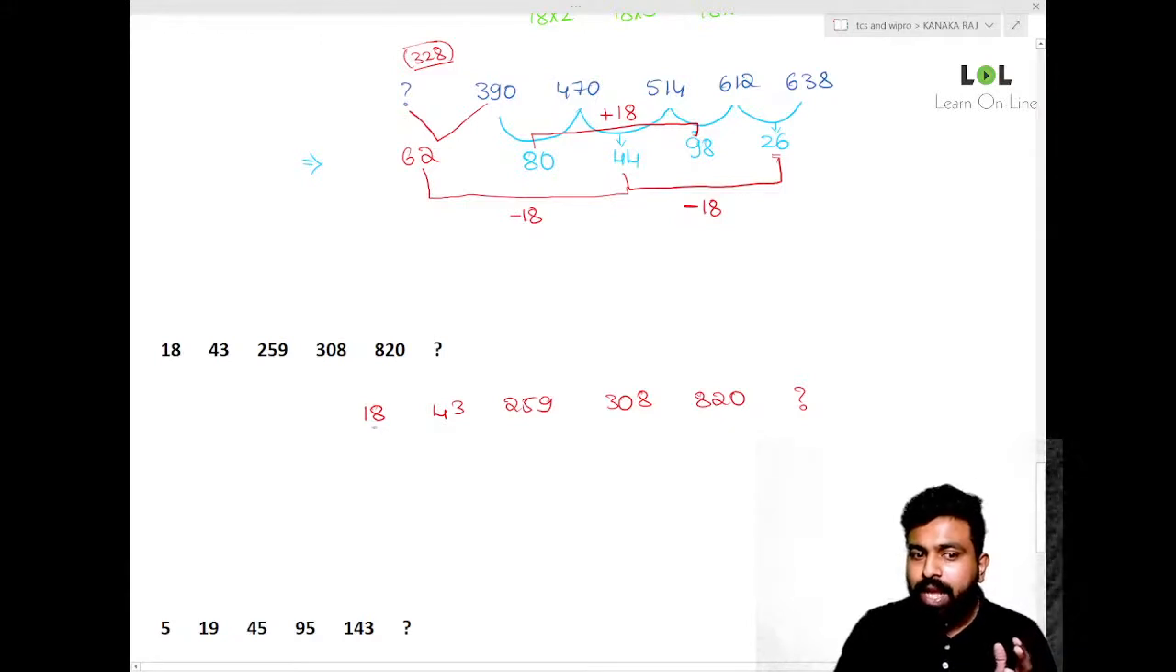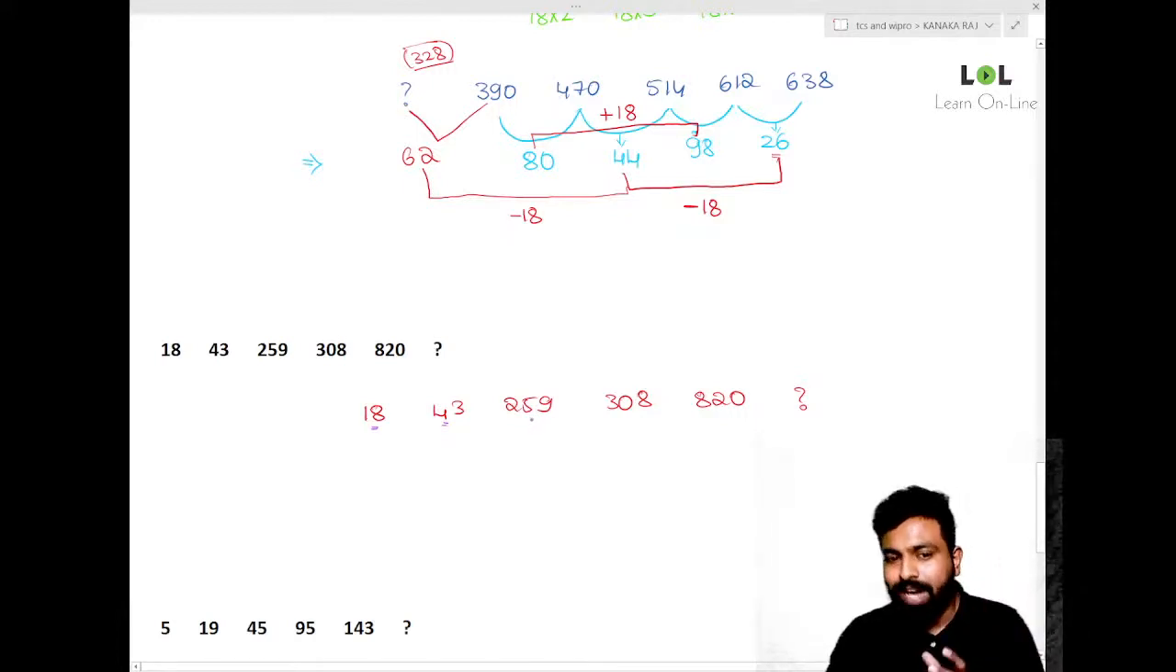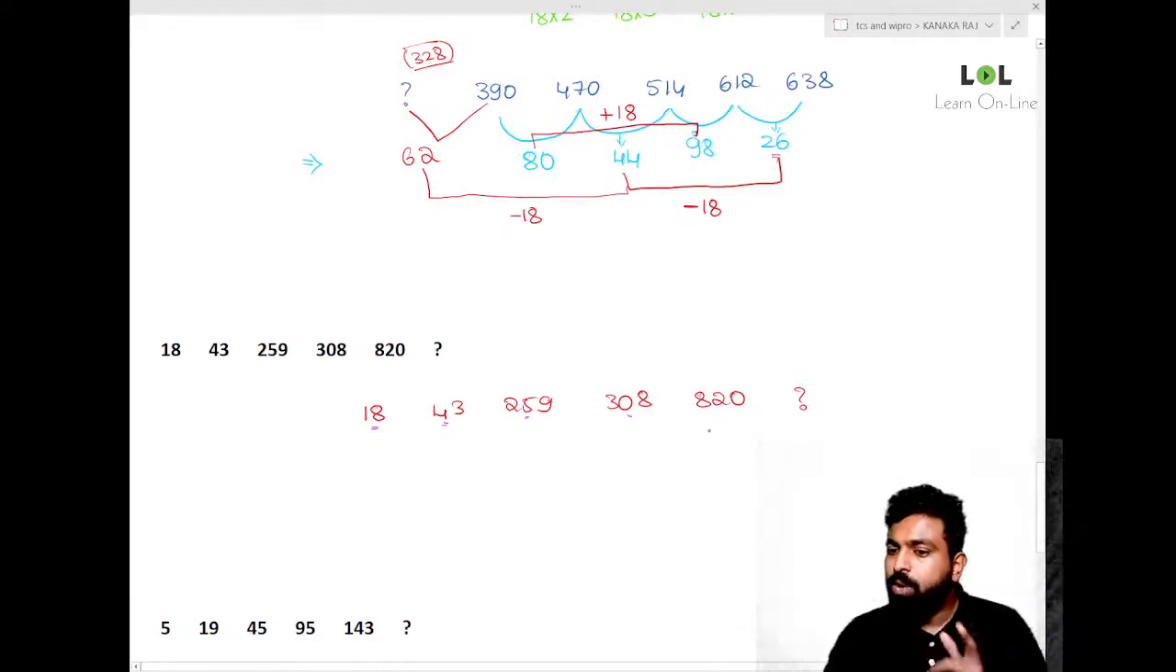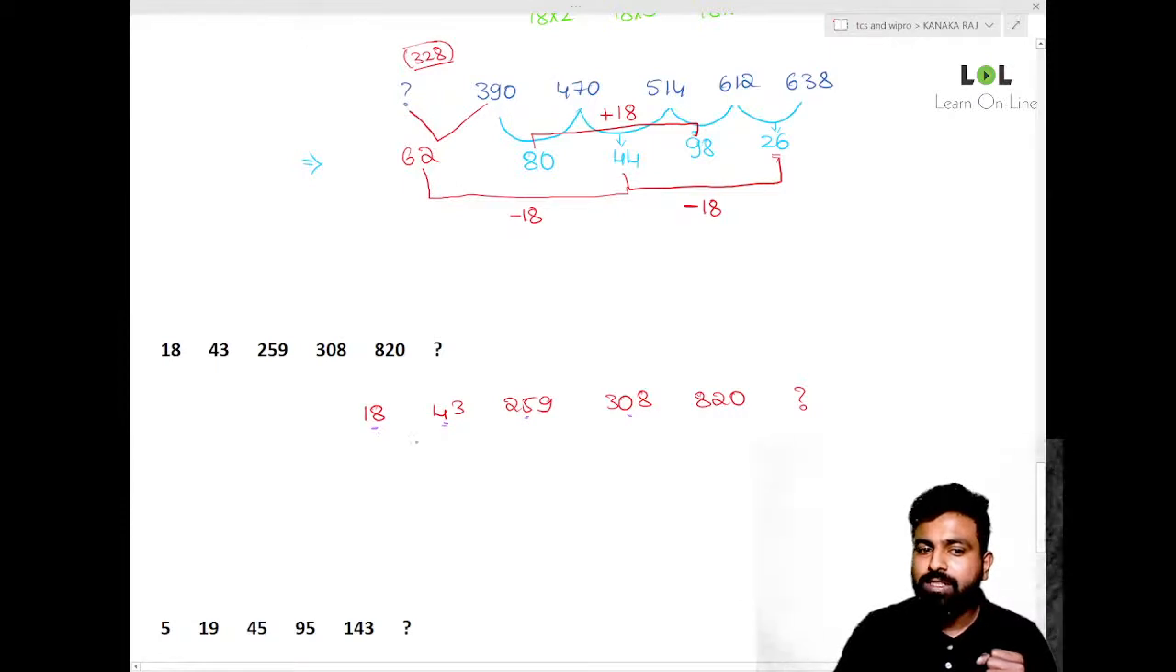What is happening? 18 to 43, the number is increasing slowly. 43 to 259, it is increasing drastically. 259 to 308, it is increasing slowly. 308 to 820, it is increasing drastically, people. So it's increasing slowly and drastically, so it cannot be a multiplication series. Whenever there is something like this, increasing slowly as well as drastically, start taking the difference. What is the difference between 18 and 43?